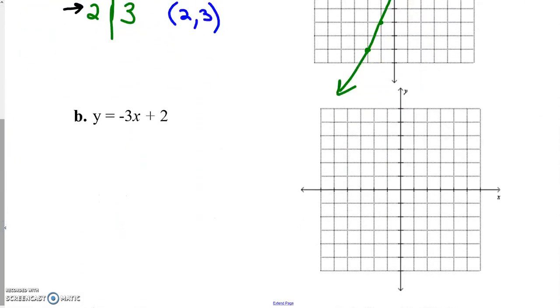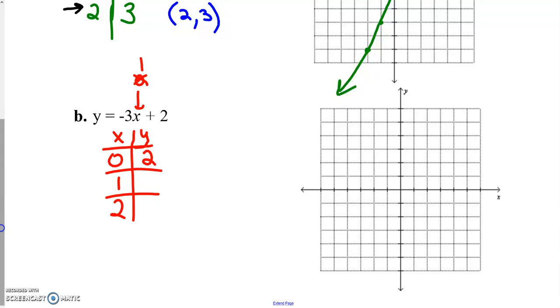Letter B here. So again, 2 things we got to do. First, we got to graph it. I'm going to make my XY chart to graph it. Again, I like to pick easy numbers like 0, 1, and 2. If x is 0, plug in a 0. Negative 3 times 0 is 0 plus 2 is 2. Now make x into a 1. Negative 3 times 1 is negative 3 plus 2. That's negative 1. If x is a 2, negative 3 times 2 is negative 6 plus 2.